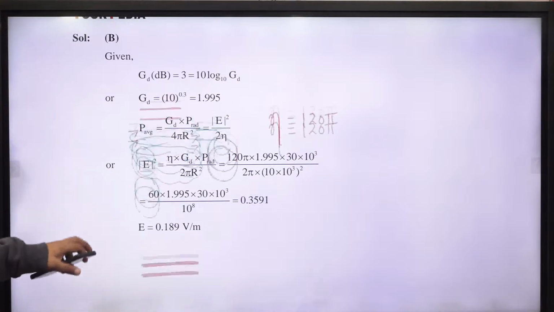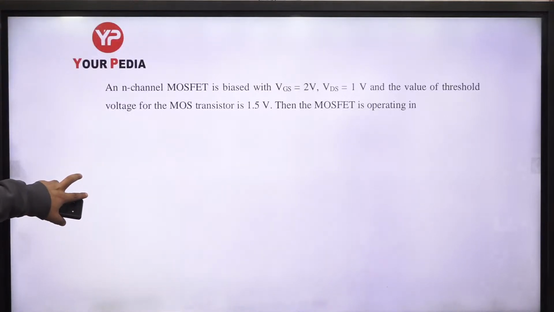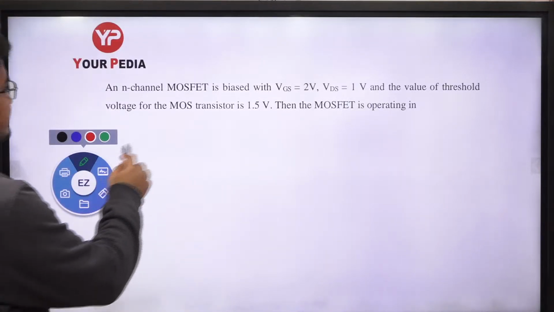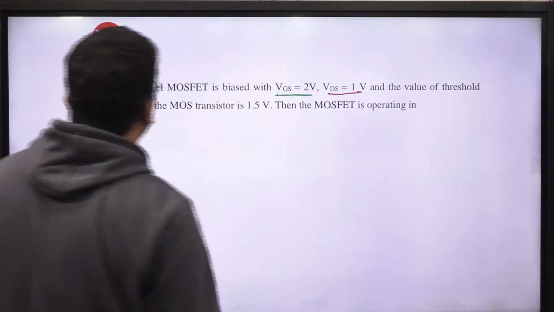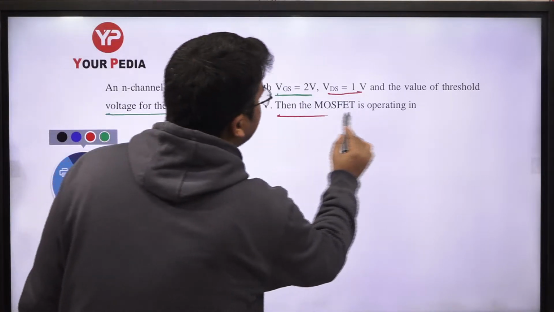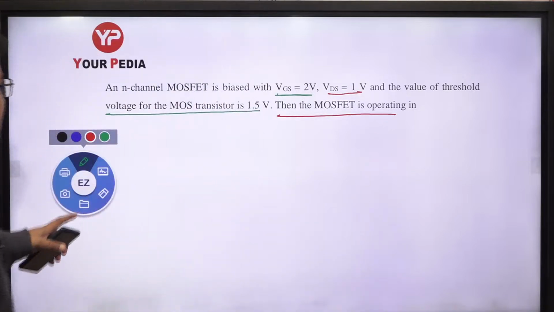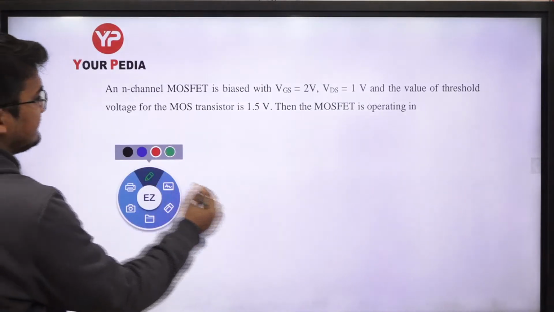Now moving ahead, next you have this question. An N channel MOSFET is biased with VGS equal to 2 volt, VDS equal to 1 volt. The value of the threshold voltage for the MOS is 1.5 volt. Then the MOSFET is operating in which region? Tell me, which region will it operate in now? The options are active, saturation, cutoff. Tell me what will be the region?